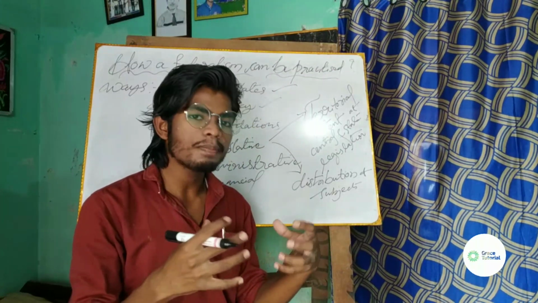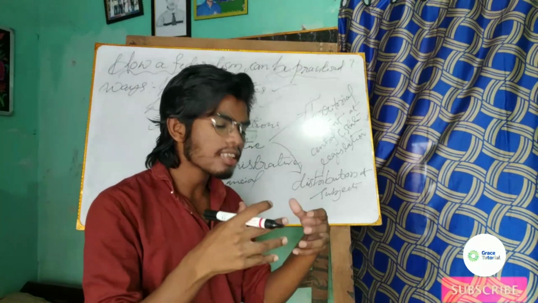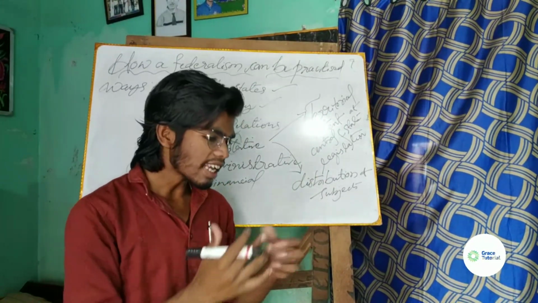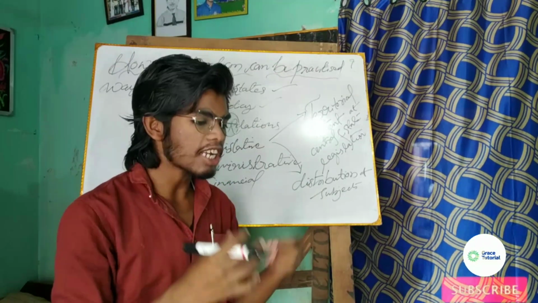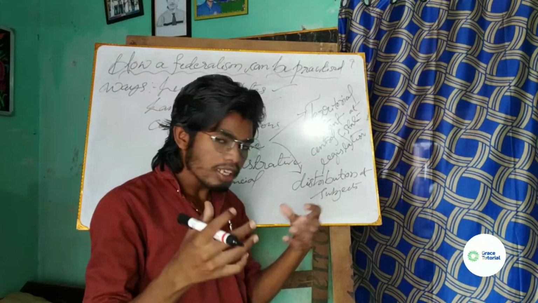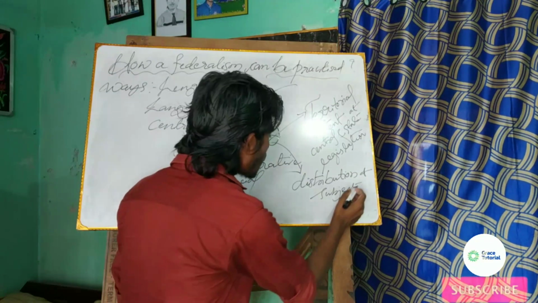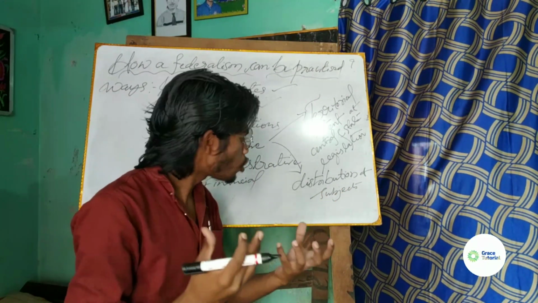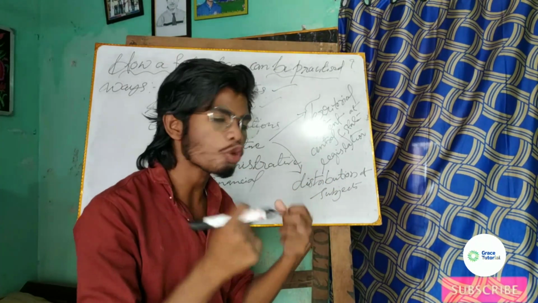The concurrent list is basically some subjects mentioned in the list that are common for both the center as well as the state. And in case of a conflict between the two, the central government prevails. The central law is the ultimate, the central law is the final. And the residuary subjects are also left with the center. For the distribution of subjects, in order to make the laws on these subjects, the center-state relation should be very strong.